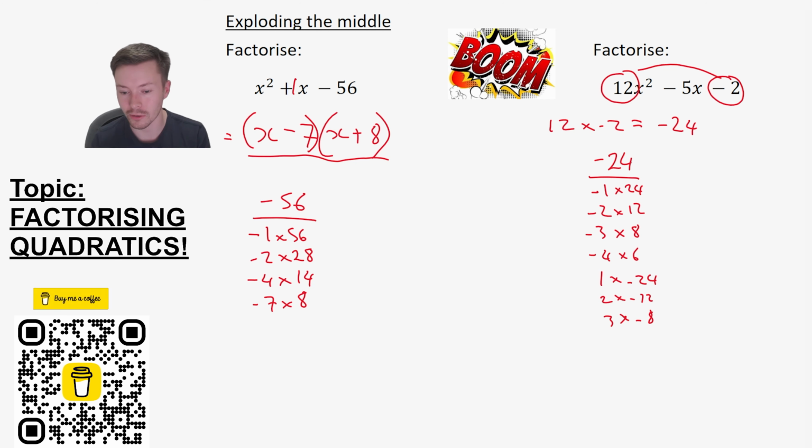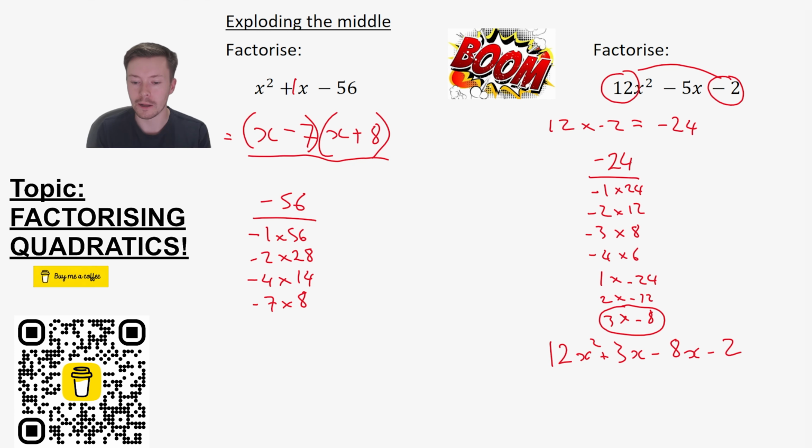Now this is where the exploding the middle bit comes in, because basically you're splitting the middle up, and sometimes this is called splitting the middle as well, into 3x and negative 8x. So we're going to get 12x squared, and I'm going to split this minus 5x up into plus 3x minus 8x, and then I've still got the minus 2. So this middle bit would give me minus 5x. I've just broken it apart into two numbers, which I know are factors of negative 24.